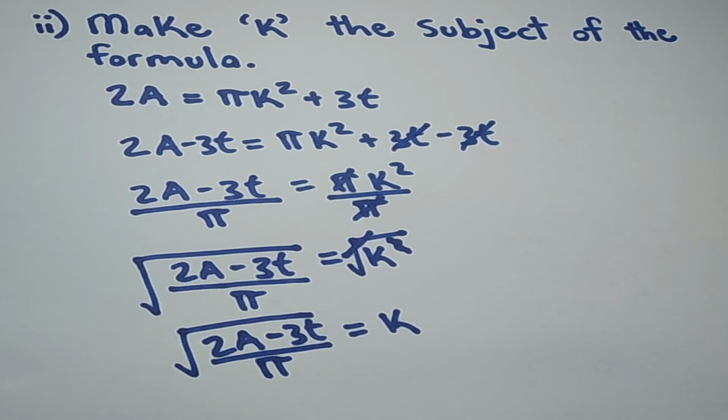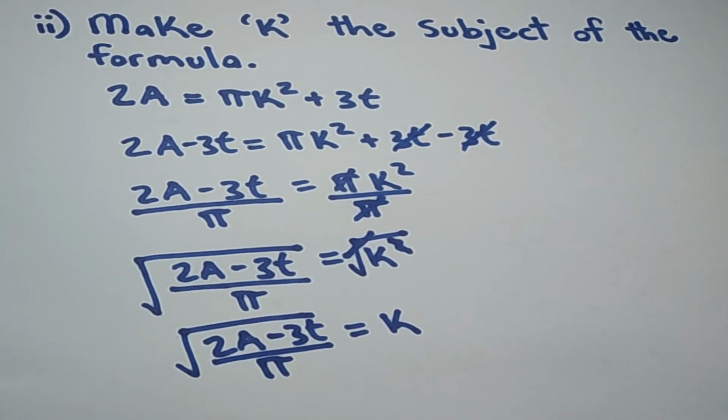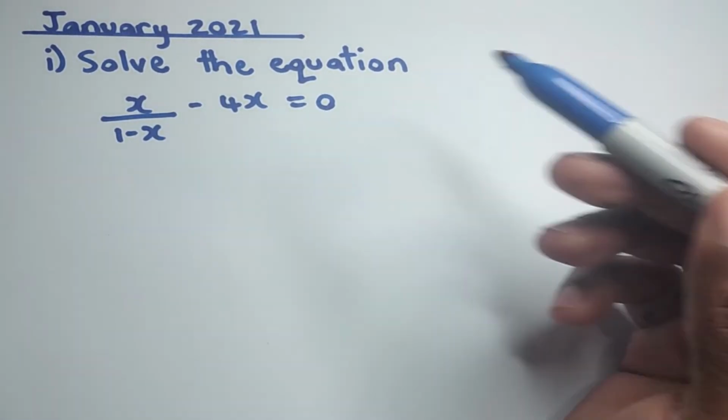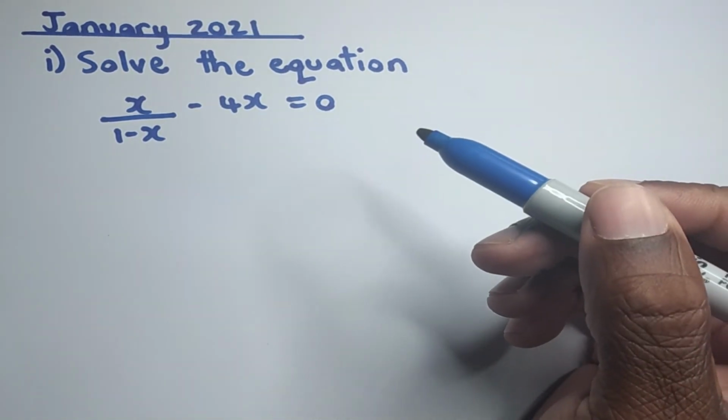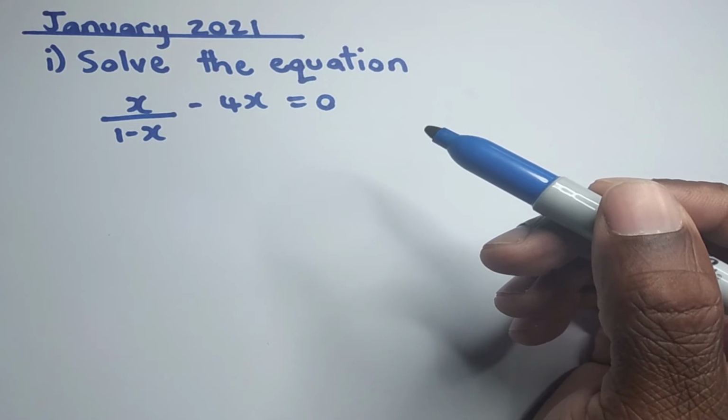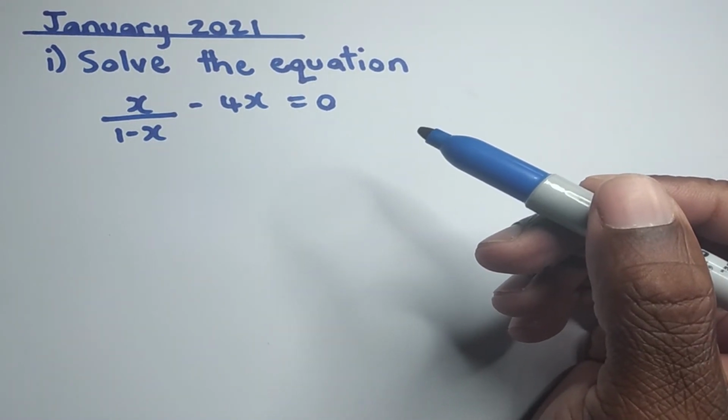All right, so that's it for the questions that were given on the January 2020 paper. Now let us look at the final paper, which is the January 2021 paper. All right, so here we have the January 2021 paper, and we actually have two separate questions to treat within this paper that relate to the whole solving equation or transposing equation concept, all right?